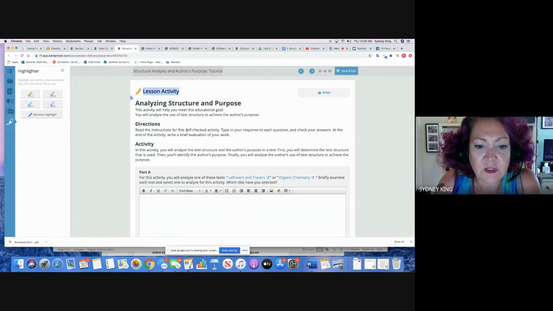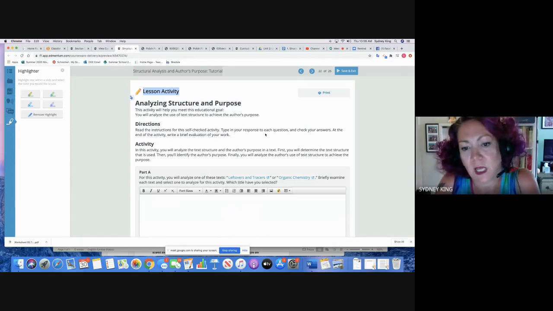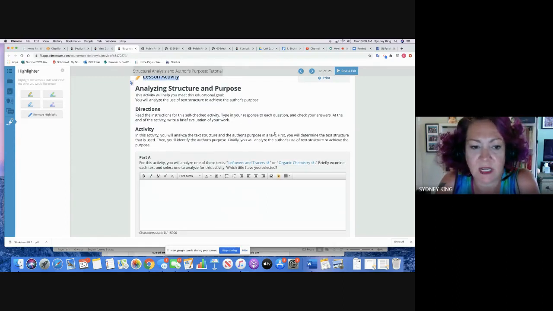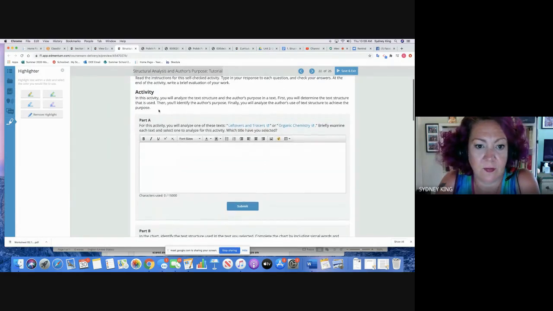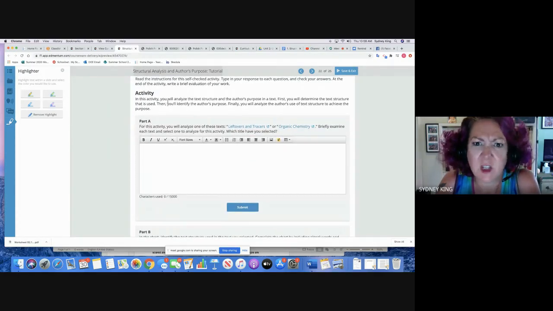Read the instructions for this self-checked activity. I will be able to see it though. Type in your response to each question and check your answers. At the end of the activity, write a brief evaluation of your work. All right. That self-evaluation is important as well. I want you to really self-reflect on how well are you learning and how well are you thinking.